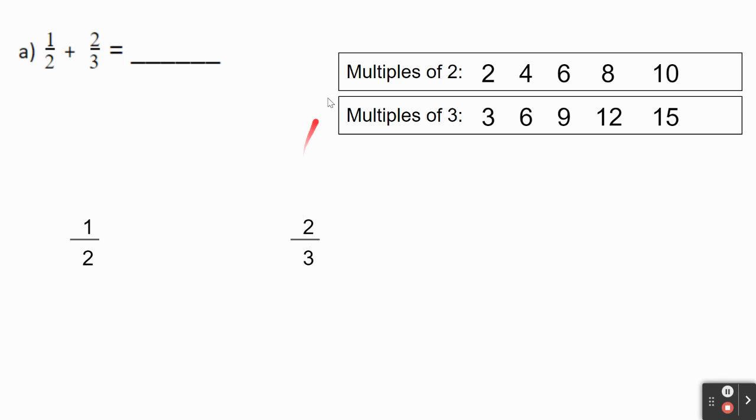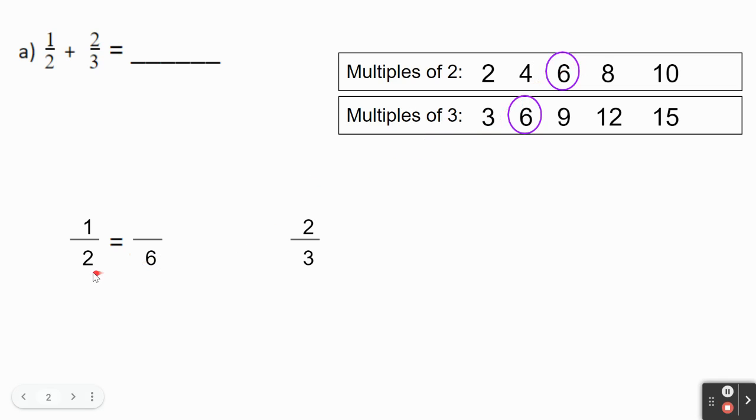Now let's look at both of these multiples lists and find the first multiple in both lists. Well, if we look carefully, we can see that 6 is the first multiple in both lists. That means we can rewrite each fraction so that it has a denominator of 6. So let's do that first for 1/2. Well, we know the denominator is going to be 6 because that was the first number in both lists.